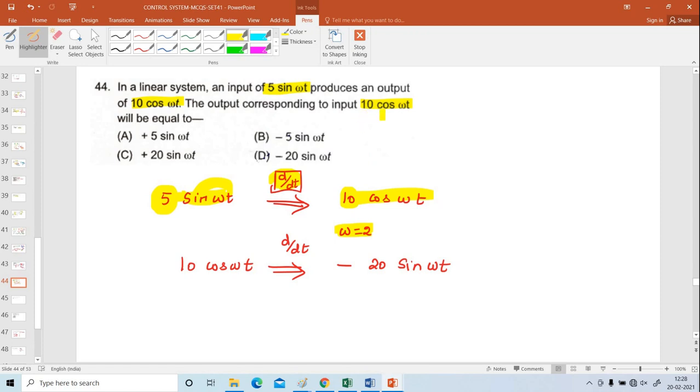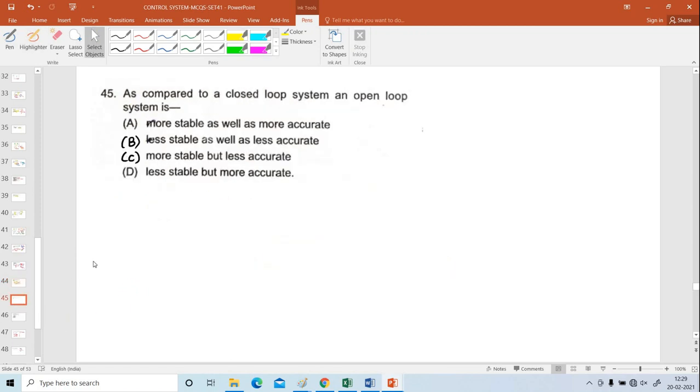Okay, here what is given? 10 cos ωt is given. So the same operator is used. Apply the differentiation: 10 into minus sin ωt into ω, correct? The ω is equal to 2. So minus 10 into 2, that is minus 20 sin ωt. So that is the correct answer. Which one is correct? Minus 20 sin ωt. Option D is the correct answer.